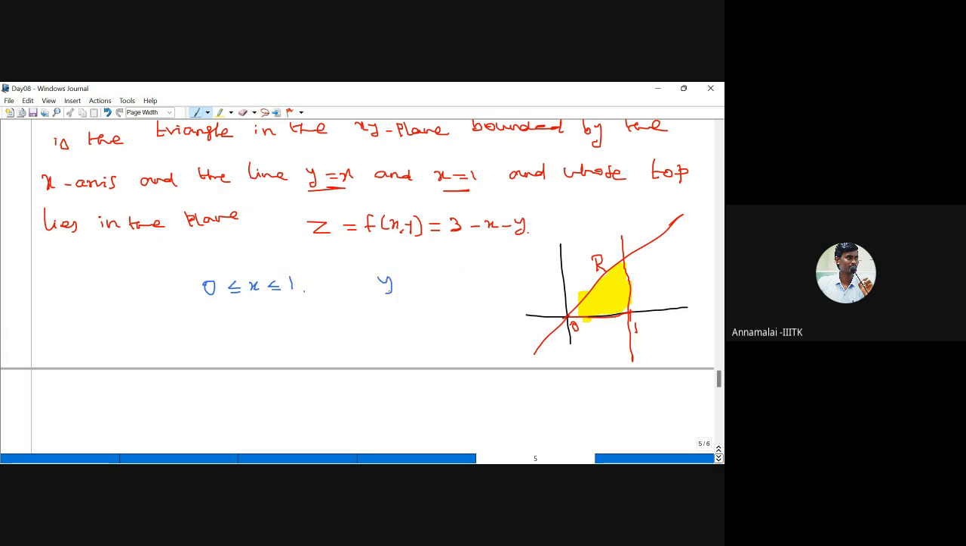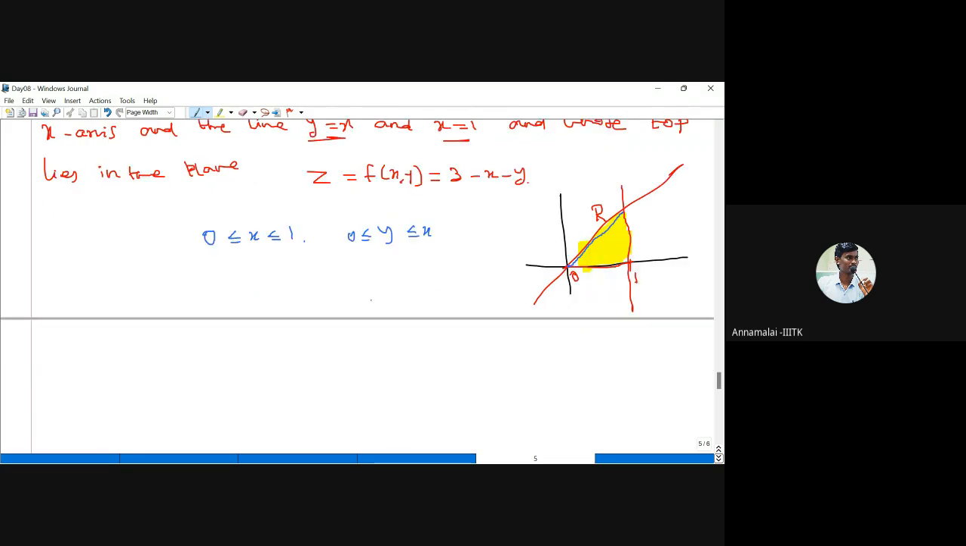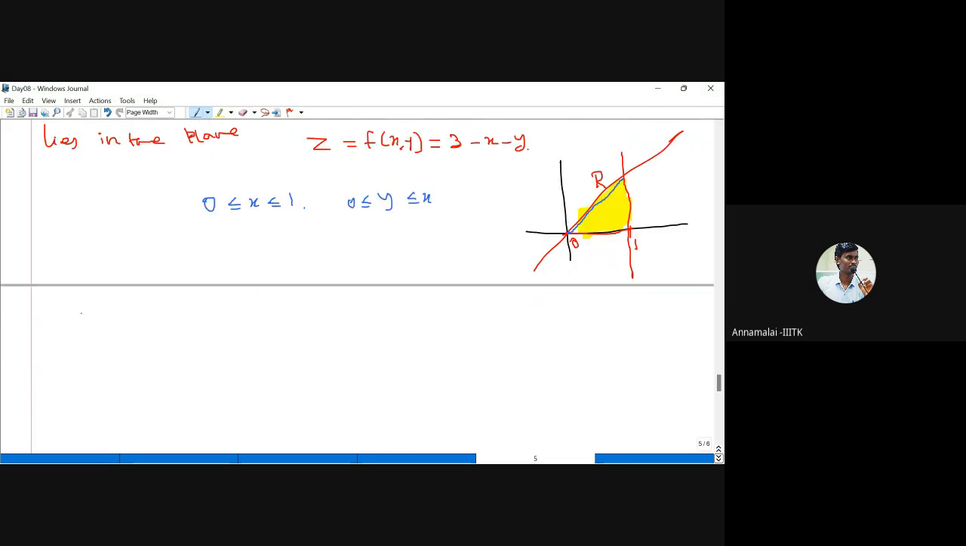But what is the range of y? Because this is the line y equal to x, y starts from minimum 0 to maximum x, so it depends upon x. Now, what is the volume? The volume is the double integral over R of f(x, y) dA. The volume is nothing but: first you take the constant limit and then take the variable limit.